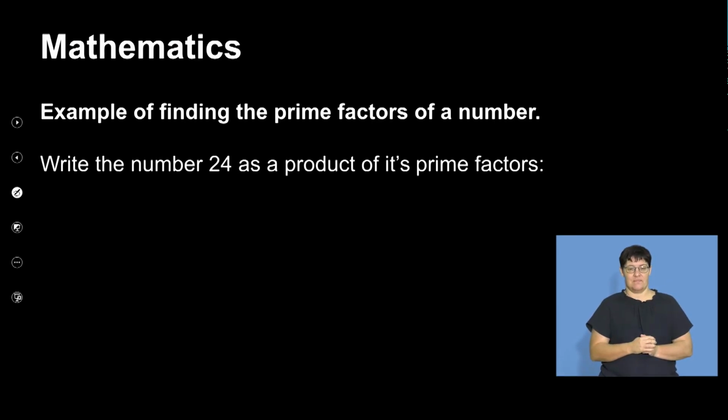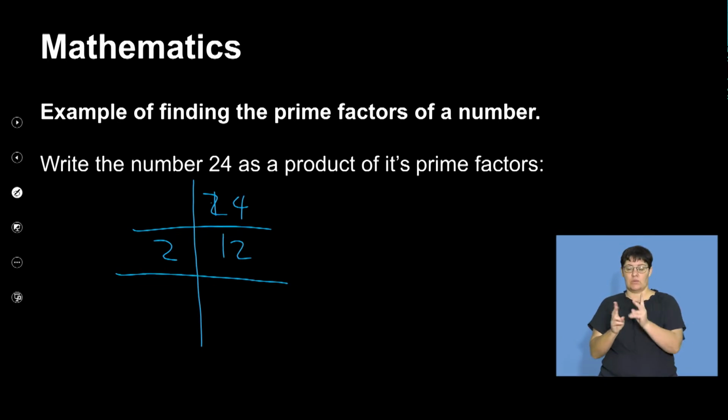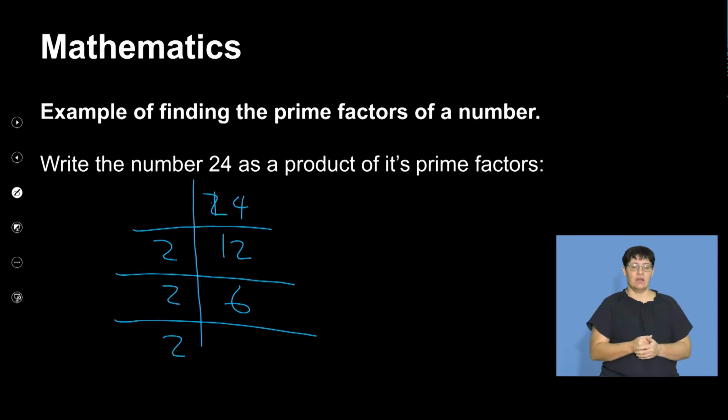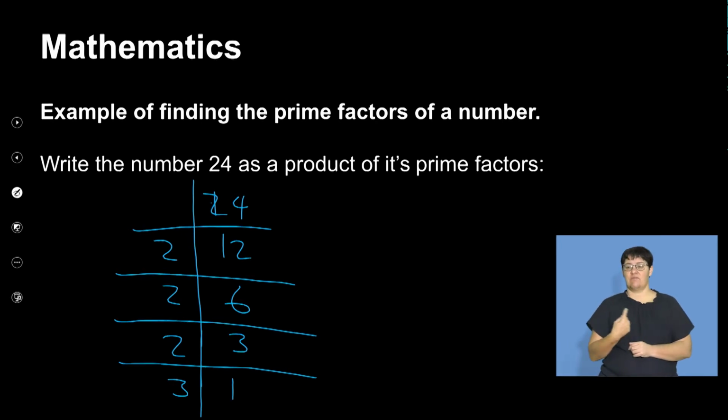Write the number 24 as a product of its prime factors. Remember, that is the question that we used to do previously when we were doing our mathematics. To do that, I will divide by the lowest prime factor, and the lowest prime factor of this will be 2. So I have 24 there. If I divide 24 by 2, 2 goes 12 times. I continue again and divide by 2 because it's the lowest, and that goes 6 times. I continue again and divide by 2, which goes 3 times. And lastly, I divide by 3, which goes in once.